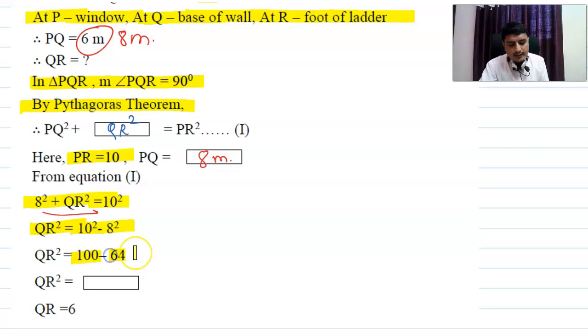10 square is 100, 8 square is 64. So QR square equals 100 minus 64, and 100 minus 64 is 36. So QR square equals 36. We have to evaluate the value of QR. Once we take the square root from both sides, we have QR, and the square root of 36 is 6.